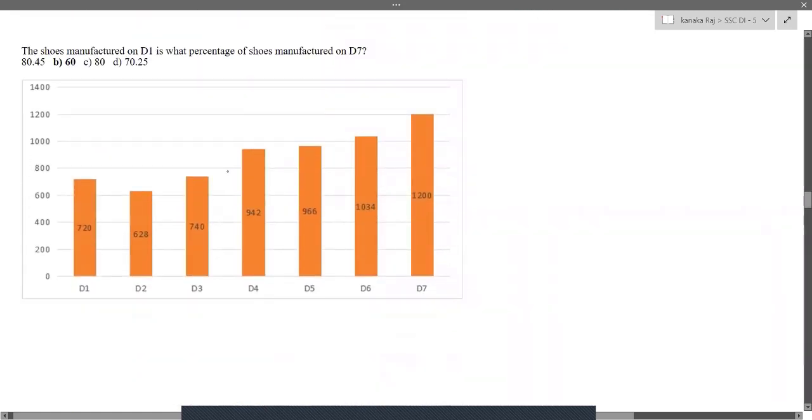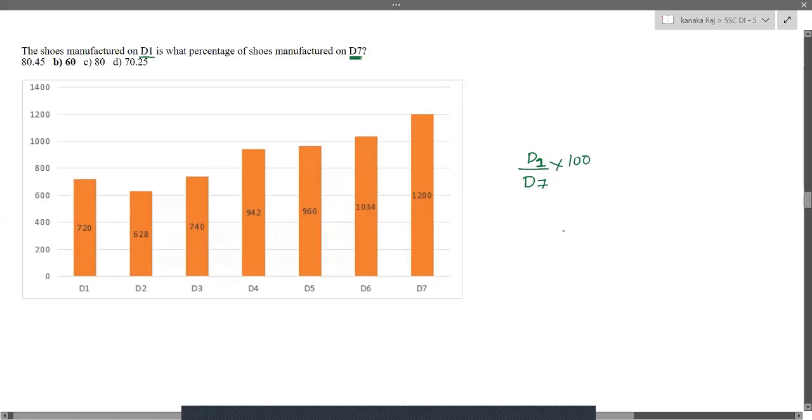So now let's move on to the next question. What are they asking? The shoes manufactured on day 1 are what percentage of shoes manufactured on day 7? Now what do we take in the numerator and denominator? Whenever we are finding percentages, we take the value which we are comparing in the numerator, that is day 1. We are comparing day 1 to which day? We are comparing to day 7. Day 7 is the actual value, or the value to which we are comparing other values. So that will be my denominator, into 100.